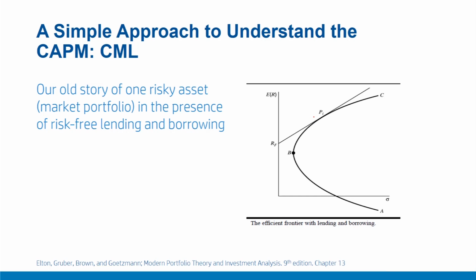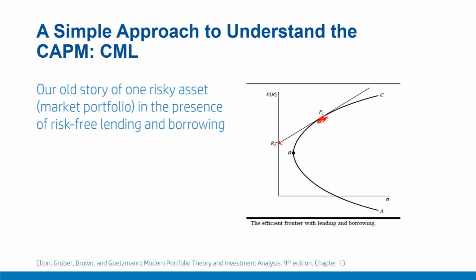We said that if all the investors have the same expectations and they face the same risk-free lending and borrowing, then all of them will hold a portfolio of risky assets, Pi, the portfolio through which the tangent from point RF passes. Since everybody will hold this portfolio in equilibrium, it is called the market portfolio. Market portfolio is a portfolio comprising all the risky assets in the market.